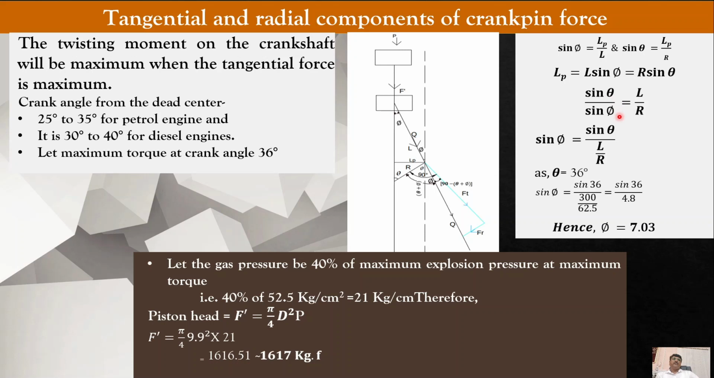Therefore, sin theta divided by sin phi equals L by R. Therefore, sin phi equals sin theta divided by L by R. Substituting the value of theta equal to 36 degree and the value of L equal to 300 millimeter, that is the length of the connecting rod, and R, the length of the crank, is 62.5 millimeter, this L by R equals 4.8. Substituting the values, phi, the angle of the connecting rod with the center line, is 7.03 degree.